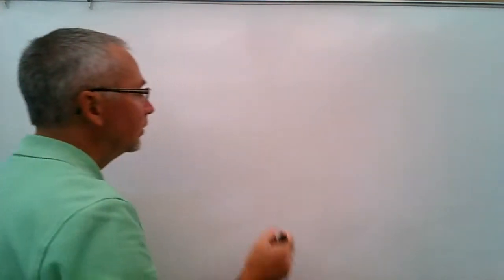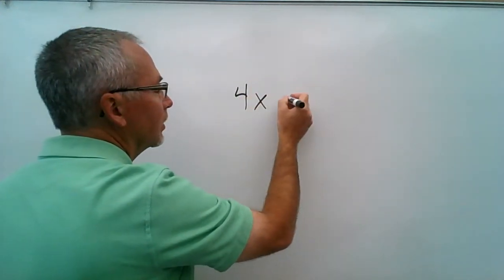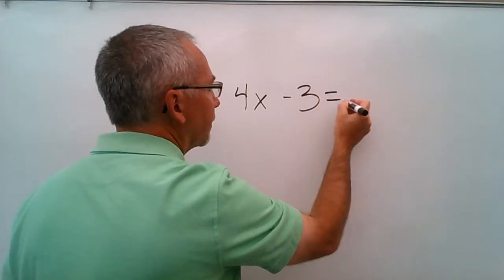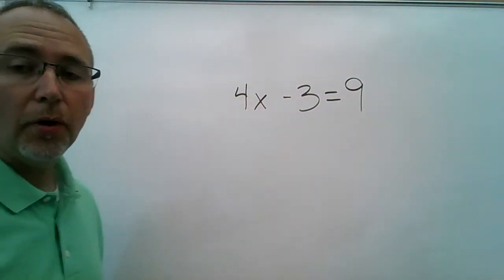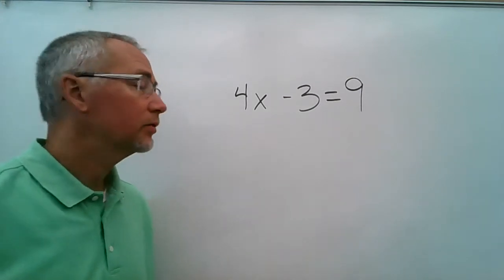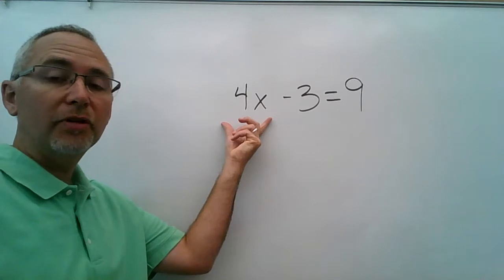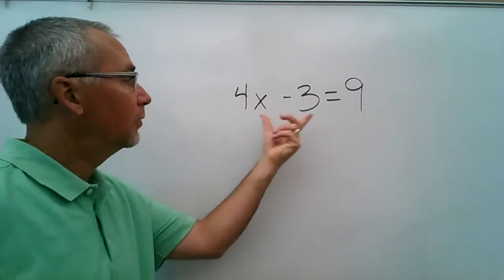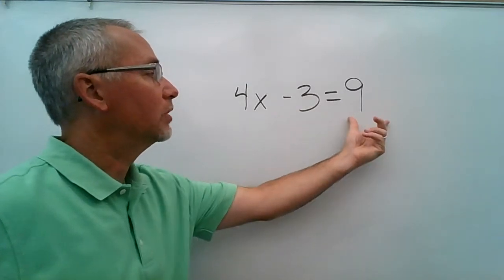Then we ended up moving into something such as this, where we would have 4x, let's say minus 3 equals 9. And now we have two operations, or two-step equations. And what we have here is we have a multiplication. 4x is the same as saying 4 times x. And we have a subtraction, which is minus 3, and all of that equals 9.